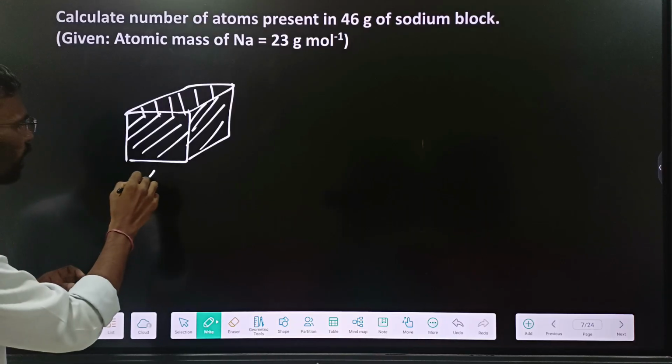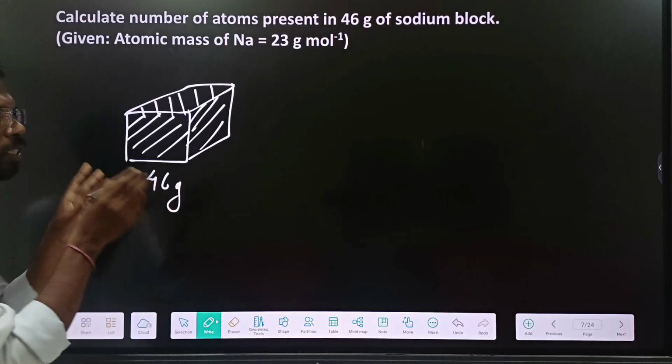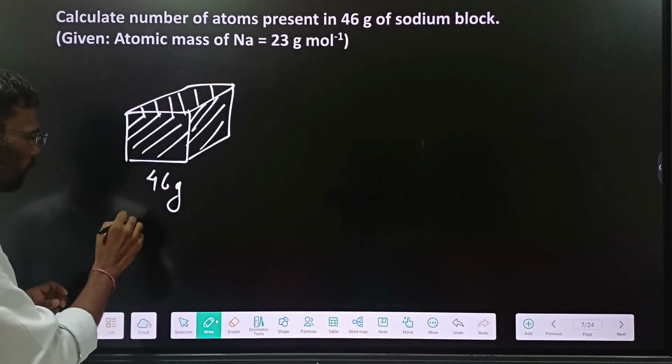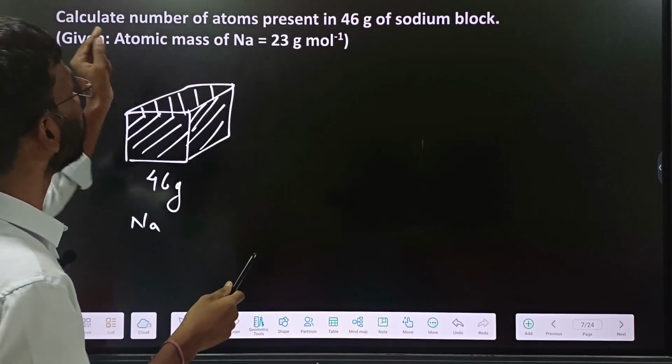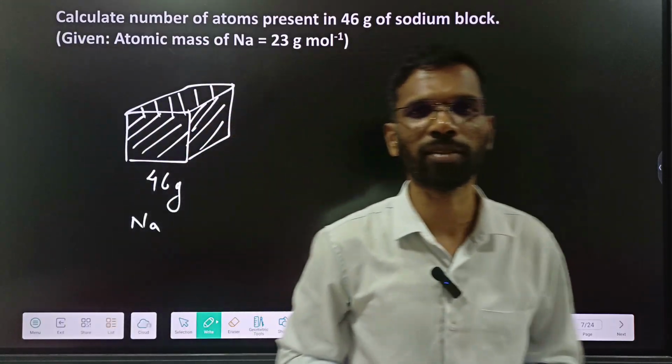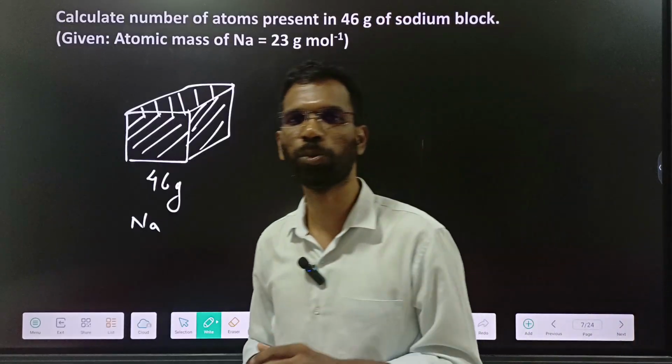And how much is the weight? The weight is 46 gram. This is a sodium metal which is there, 46 gram. So you are told to find the number of atoms present in this.